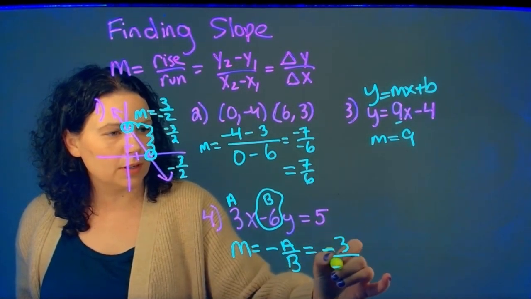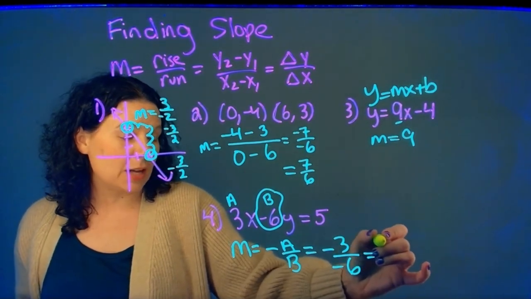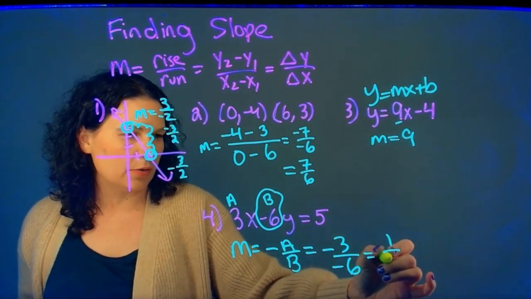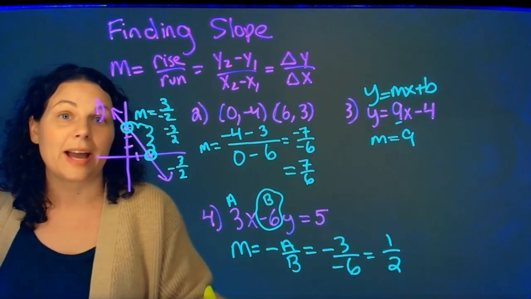-3 over -6. Always reduce. That can be divided by 3. So we get 1 over 2. Negative divided by negative is a positive. So the slope for that is going to be 1/2.